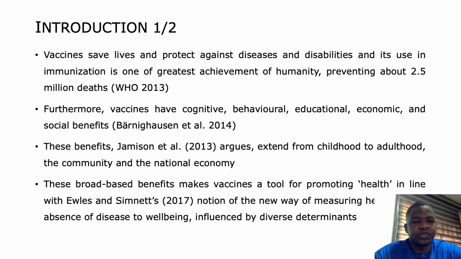So, in terms of introduction, we know that vaccines save lives, they protect against disability. Immunization is one of the greatest achievements of mankind, saving up to 2.5 million lives every year. But beyond that, we have seen educational, economic, behavioral, and social benefits of vaccines. Children who are vaccinated are more likely to grow better, have more cognitive function, and it also saves costs that would have been used to treat vaccine preventable diseases.